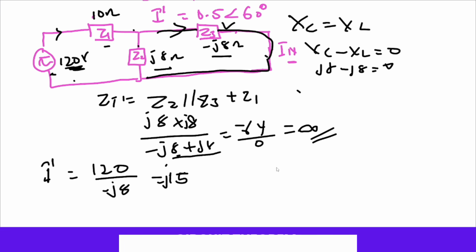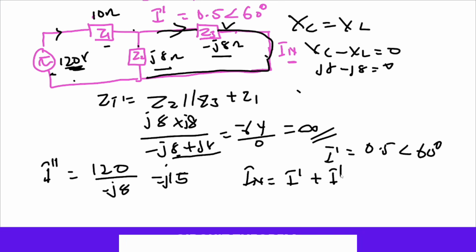For both, we can call this one I prime prime rather. The value of I prime was equal to 0.5 angle 60 degrees. Okay. So we can say that the Norton's total current is I prime plus I prime prime. Okay, so this is what we have. Now let's find ways and means to add them together.